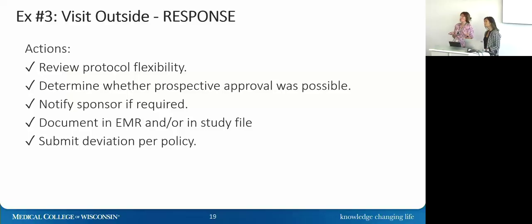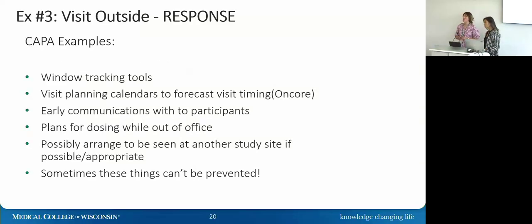So like we just talked about: review the protocol flexibility. Is this actually a deviation? Determine whether prospective approval was possible, notify the sponsor, document in the EMR, and submit a deviation. We also talked about maintaining subject safety, making sure if there's anything medically we need to do to keep them safe. And then the corrective actions.